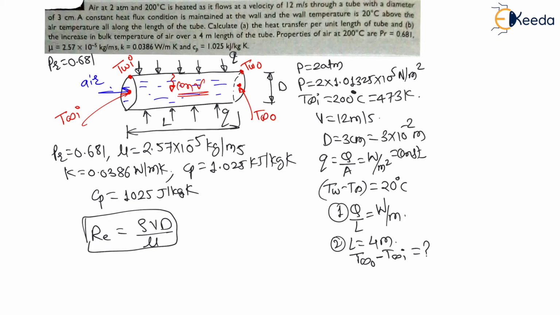Therefore, here we can say density is equal to P divided by RT. Right? Therefore, density is equal to, pressure is given, which is nothing but 2 into 1.01325 into 10 to the power of 5 Newton per meter square. R of air. Air is the ideal gas. For this air, R is nothing but 287 joule per kg Kelvin. Right? This is nothing but 287 joule per kg Kelvin.